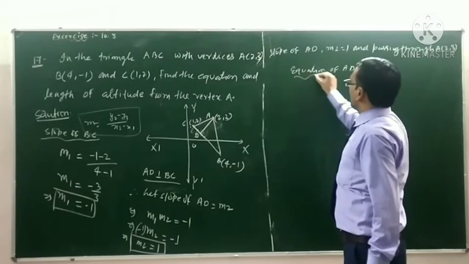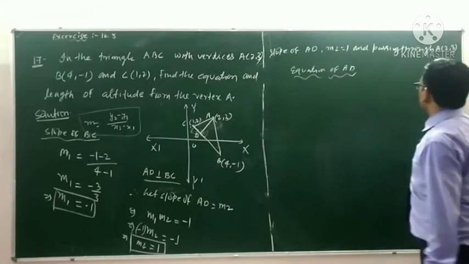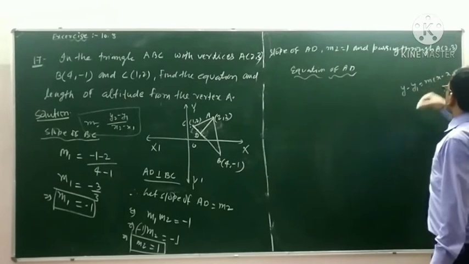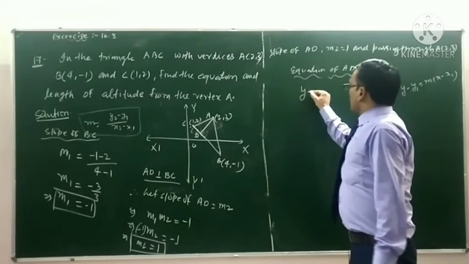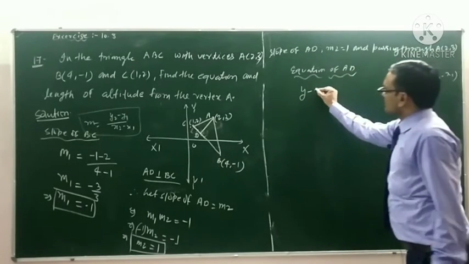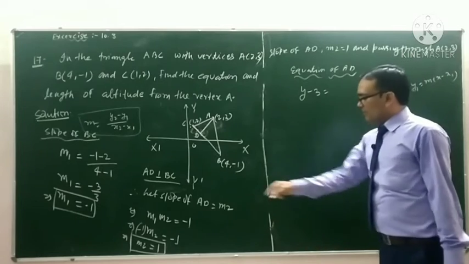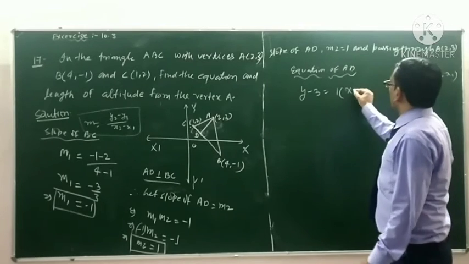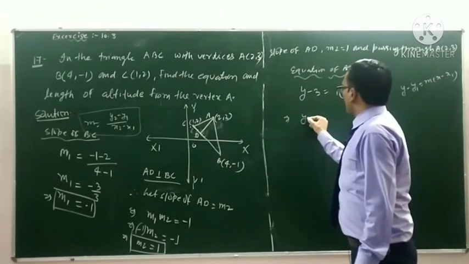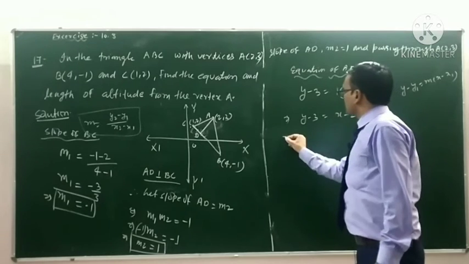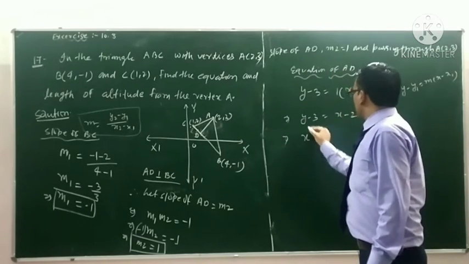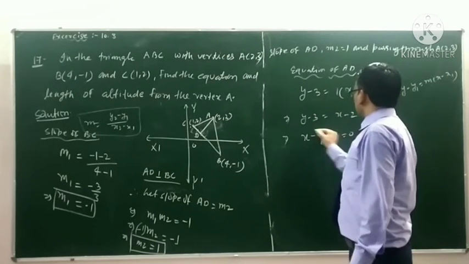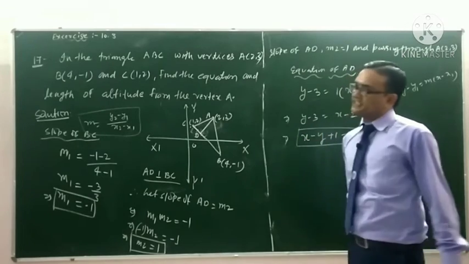AD is the altitude. Equation of the AD using the formula y minus y1 equal to m into x minus x1. Okay. y minus y1 is 3, m is 1 into x minus x1 is 2. This implies that y minus 3 equal to x minus 2. This implies that x minus y plus 1 equal to 0, which is the equation of altitude AD.